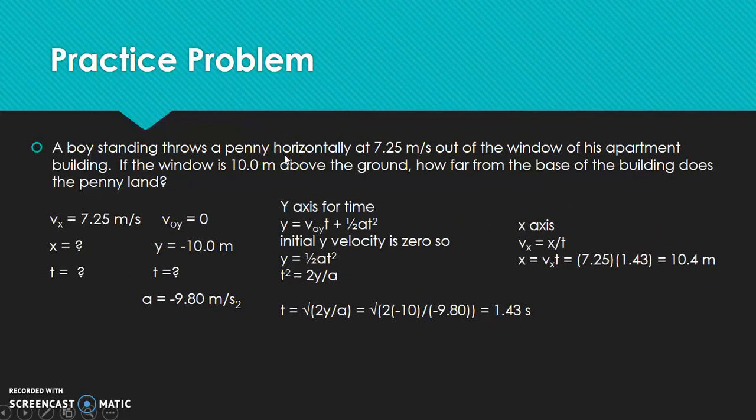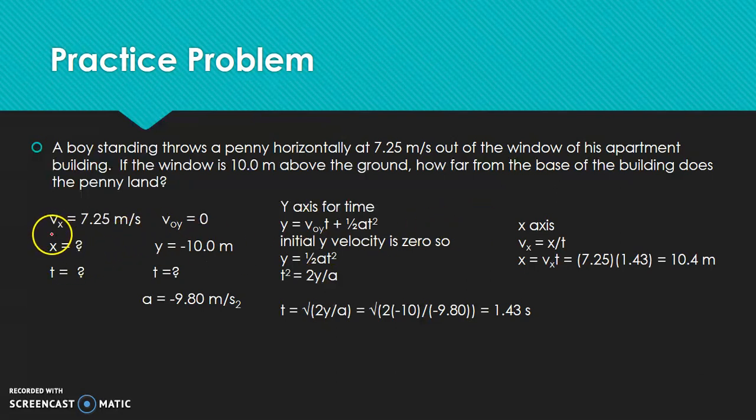Here's another practice problem. It says a boy standing throws a penny horizontal at 7.25 meters per second out the window of his apartment building. If the window is 10 meters above the ground, how far from the base of the building does the penny land? So first of all, we have to kind of figure out what we know, what we need to figure out, and how we can solve this.